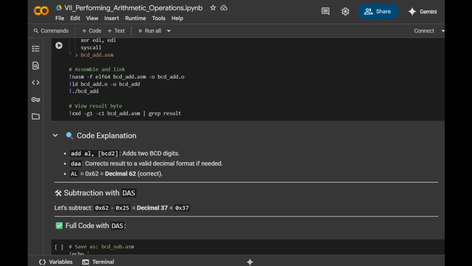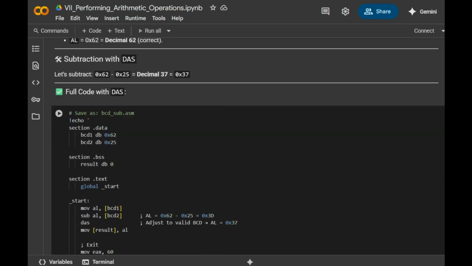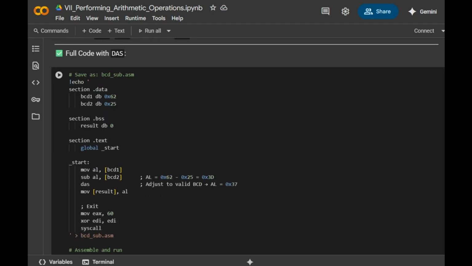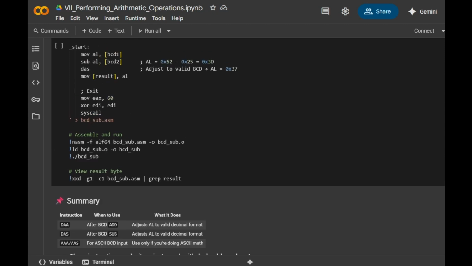Subtraction works similarly with the DAS instruction. Let's subtract 25 from 62. In BCD, that's hex 62 minus hex 25. The binary subtraction results in hex 3D. Again, D is not a valid decimal digit. The DAS instruction placed after the SUB adjusts this result to hex 37, which is the correct BCD value for 37.